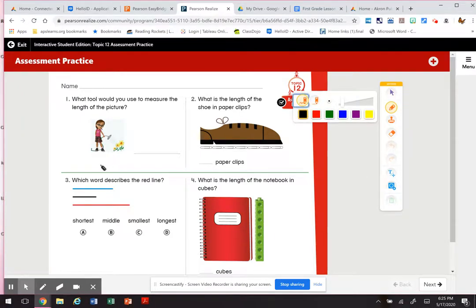Okay, question number 1 says, what tool would you use to measure the length of the picture? We learned many different tools that we can use. We could use a piece of string. We could use, more accurately, a ruler because that would tell us exactly how many inches, or we could use cubes. But our best choice would be a ruler. Let's write ruler.